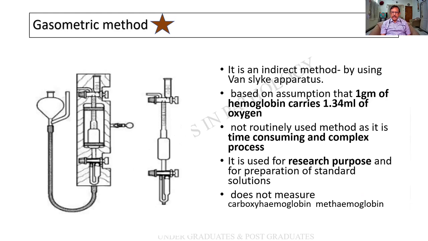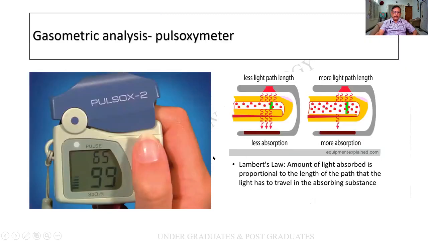Gasometric analysis. The apparatus that is used is called the Van Slyke apparatus. And here again, 1 gram of hemoglobin carries 1.34 ml of oxygen. Therefore, by measuring the oxygen, you can again know the amount of hemoglobin, used for research purposes. Again, it does not measure the carboxyhemoglobin or the methemoglobin. Gasometric analysis, name of the apparatus, and then the ratio. Time consuming, complex, that is why it is used only for research purposes.